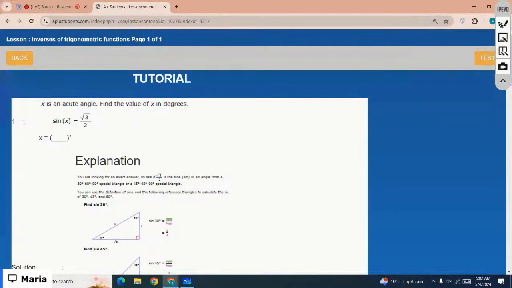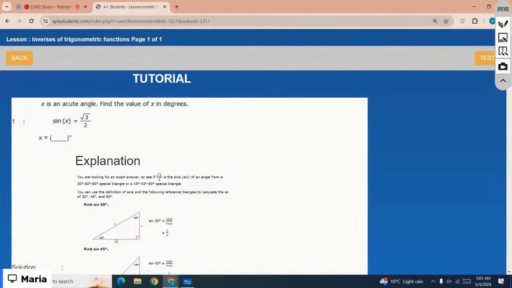Basically, we have to calculate the value of x in degrees, right? We are given sine x equals square root 3 over 2, right? So you have to see the special triangles. One of the triangles is 30, 60, 90. One of the angles is 30 degrees, one of the angles is 60, and the third one is 90 degrees. The other special triangle is 45, 45, 90. Two of the angles are 45 and the third angle is 90 degrees, right? And the third triangle is 30 degrees, 45 degrees and 60 degrees, right?